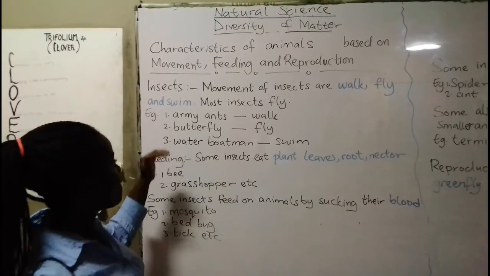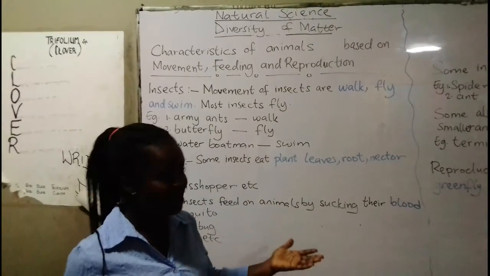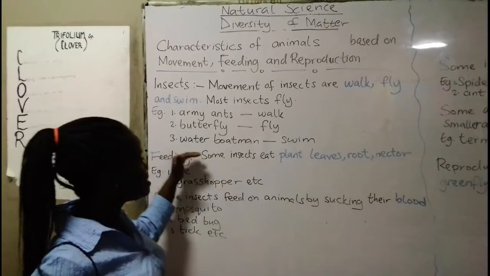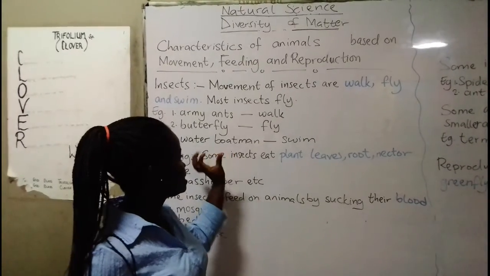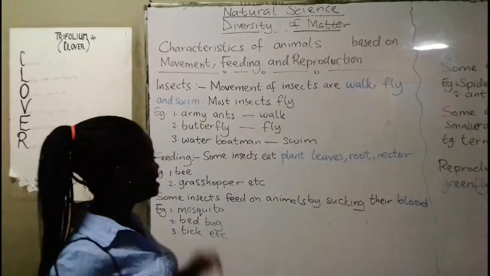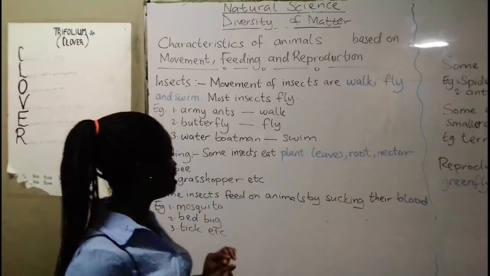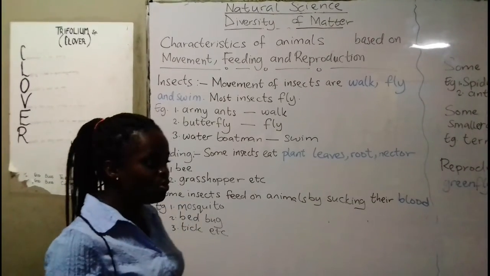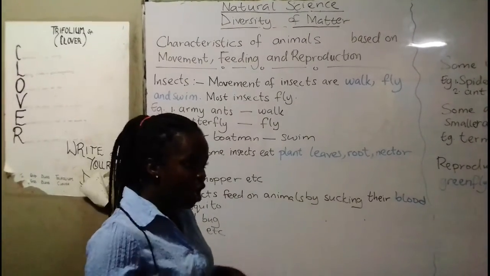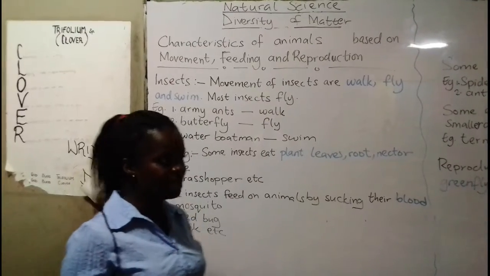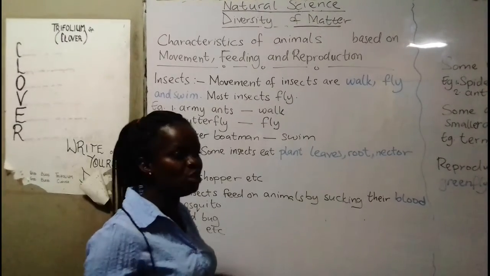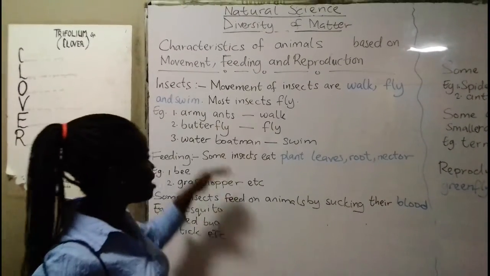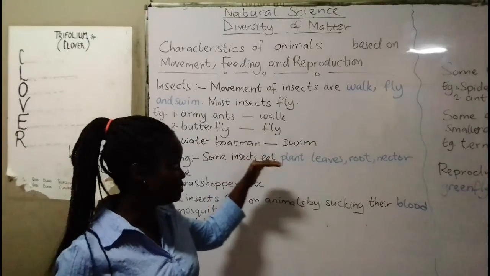Now, butterfly, and we know that butterfly, they do what? They fly. Now, water boatman. This type of insect swims, and it's a special insect. It can dive in the water and also float or swim on the surface of the water. The way it swims, it looks like somebody paddling a boat. That's how the name boatman came.